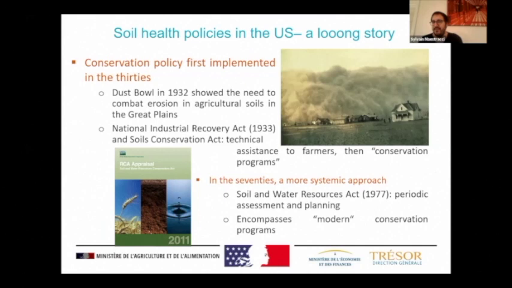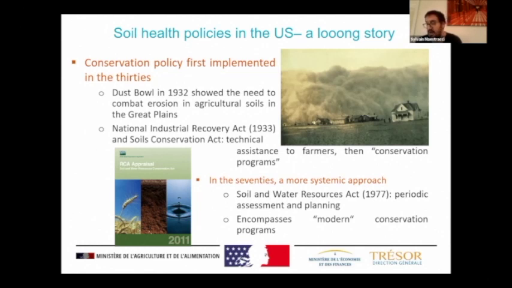to have a look at the federal, and especially USDA's, role and intervention on soil health. Just to remind everybody that soil health policy in the US is a very long story because it started in the 30s. After the Great Depression, farmers in the Southern Plains decided to plow their fields, and with an episode of drought and winds, it led to what's called the Dust Bowl. So you can see in the picture a lot of erosion in the agricultural soil.